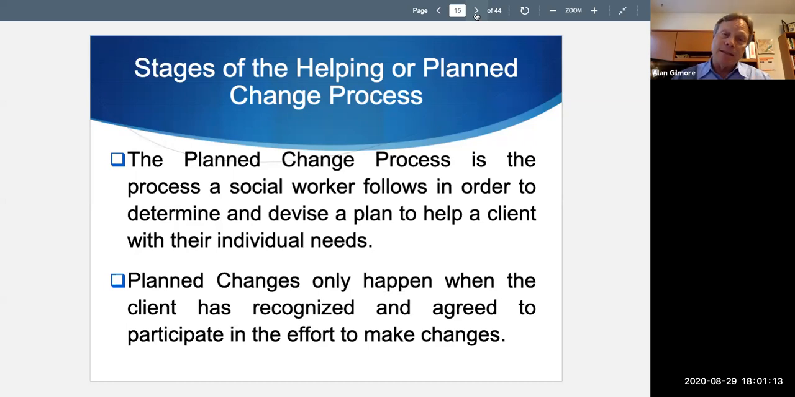So this is a systematic process assembled by both the social worker and the client to be able to move them through the stages of change.